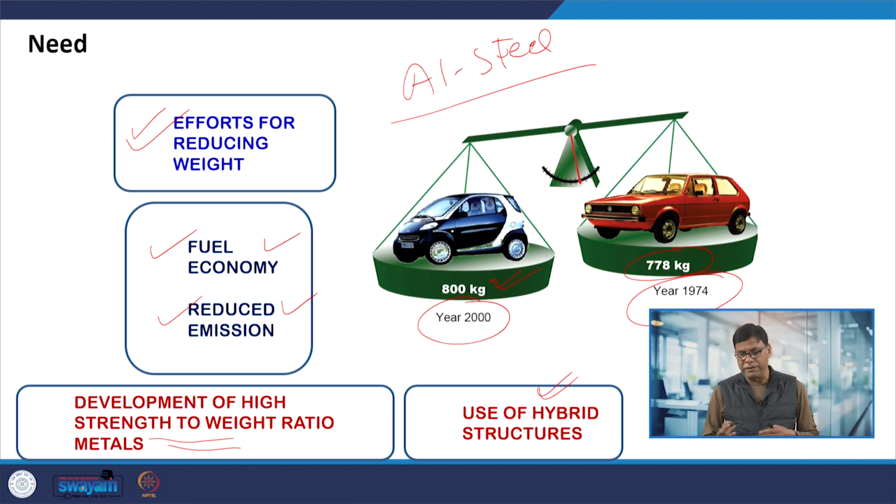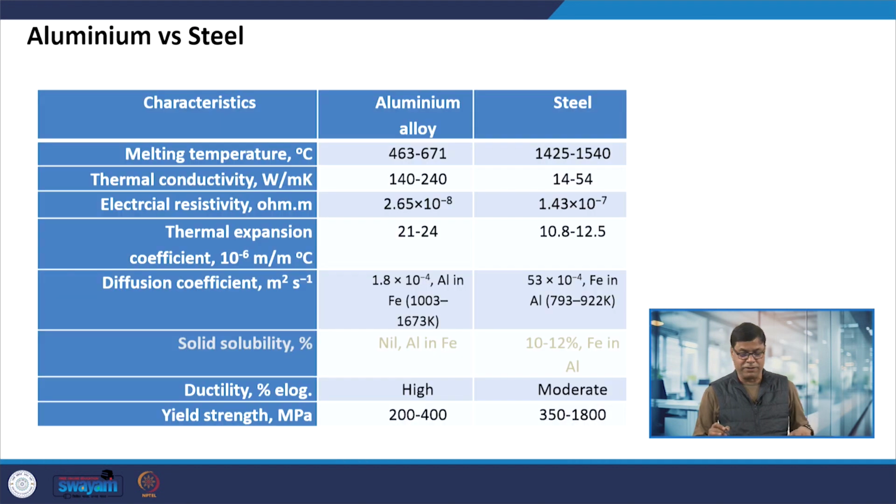So, there are a lot of applications in the automotive sector where it is required to join steels with aluminum. But joining steels with aluminum is not so easy. Why? Because of the large difference in their melting temperatures. Aluminum ranges from 463 to 671, while steels have 1425 to 1540.